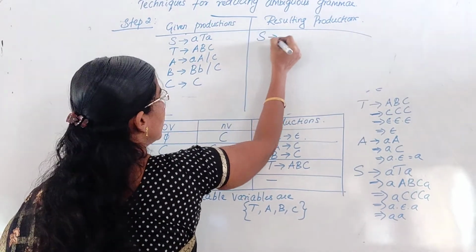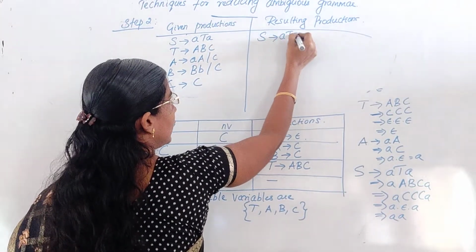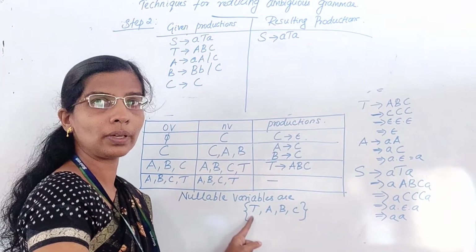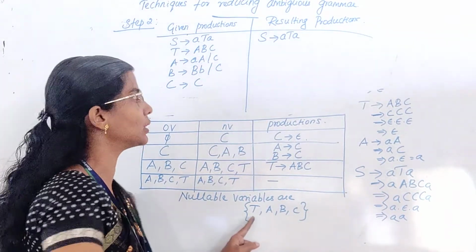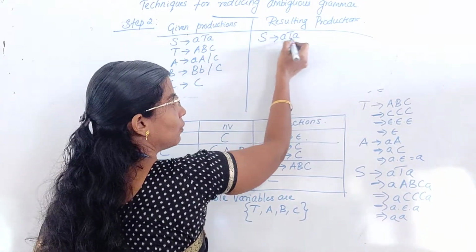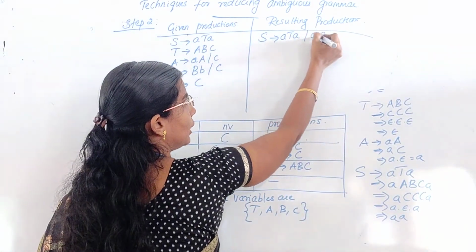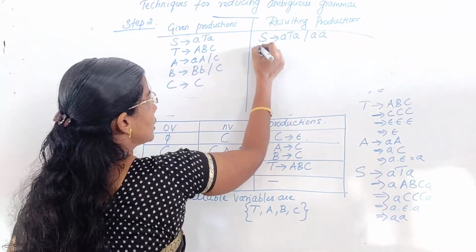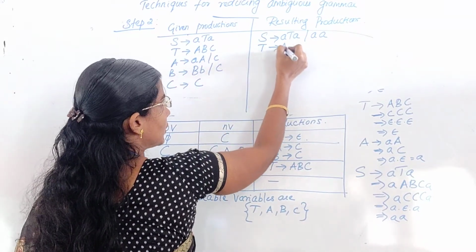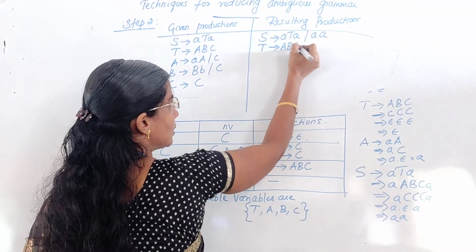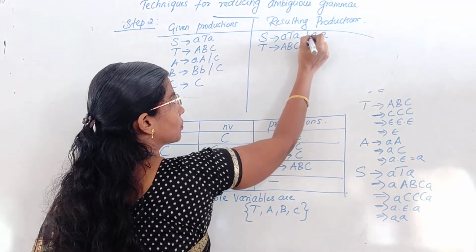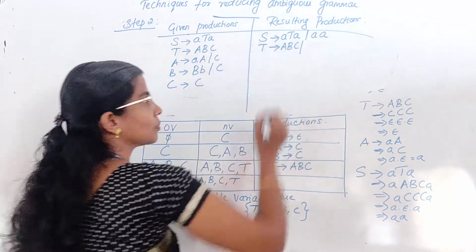S tends to A, T, A. Then, say T is a nullable variable. So I can substitute null for T. So when I substitute null for T, what will I get? I will get only A. Similarly, next production you write as it is first. T tends to A, B and C. First you write as it is.